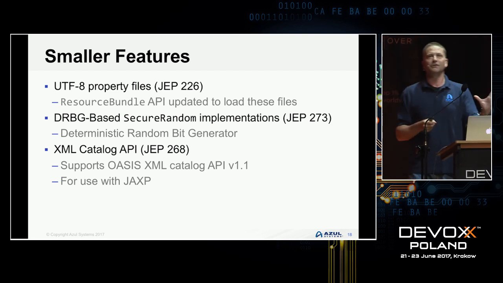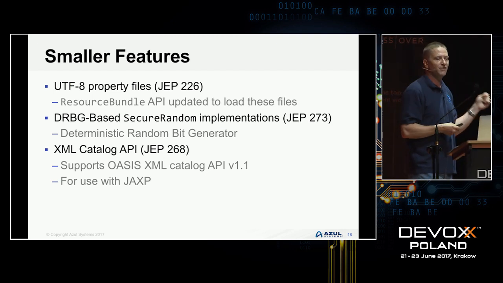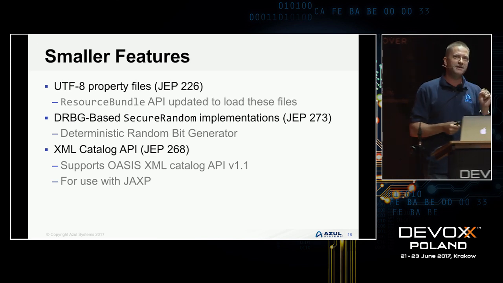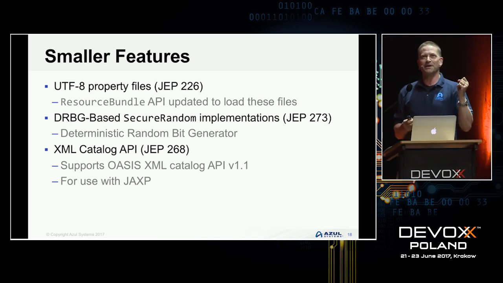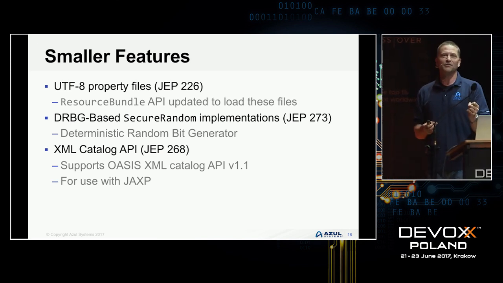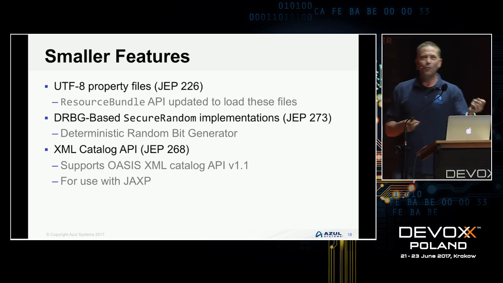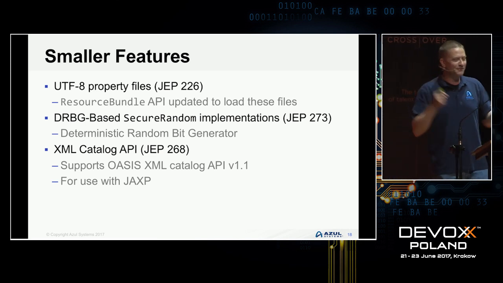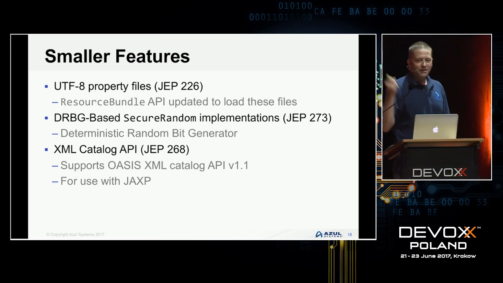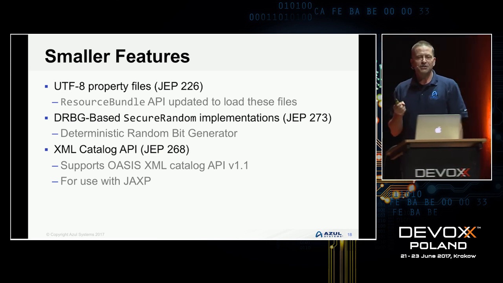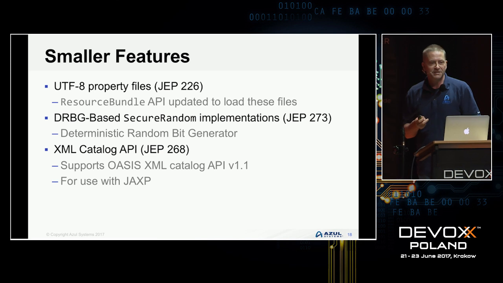So property files now can use UTF-8 encoding, which means they can use Unicode. What does that mean? It means that for our property files, we can now include emojis, or we can use lowercase Cherokee. Wonderful. Another thing is the DRBG-based secure random implementation.